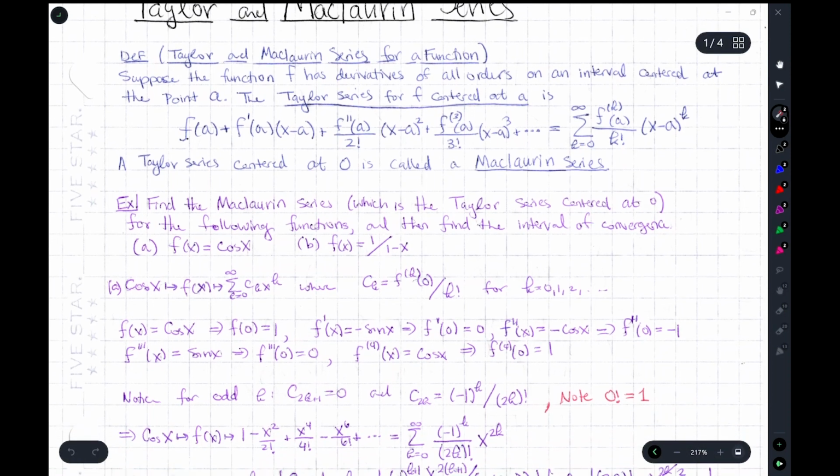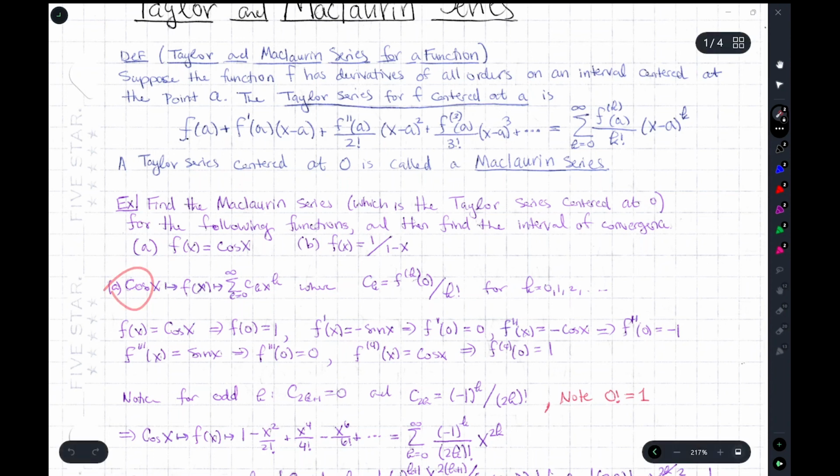So let's find the Maclaurin series, which is the Taylor series centered at 0, for the following functions, and then find the interval of convergence. So notice the wording. First off, it's asking to find the Maclaurin series for these given functions. It's not telling you that these functions are actually equal to that Maclaurin series. That's a point that we'll return to towards the end.